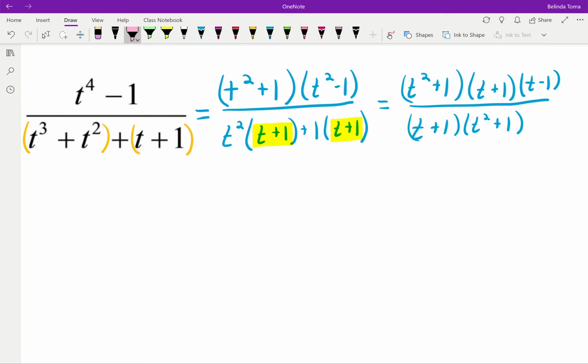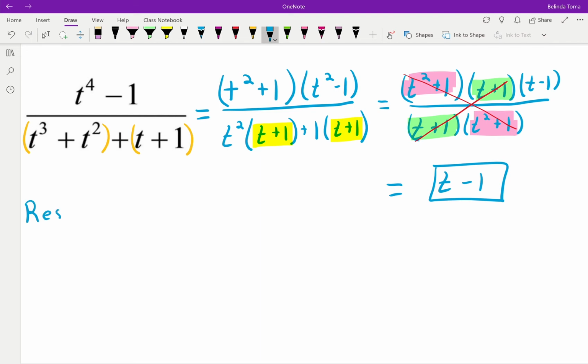So what I have here is a match in the numerator and the denominator with t squared plus 1. I also have a match with the binomial of t plus 1. So I'm going to be able to cancel the t plus 1's, and I'm also going to be able to cancel the t squared plus 1. So what I'm left with in simplified form is t minus 1. Now let's go ahead and look at our restrictions.